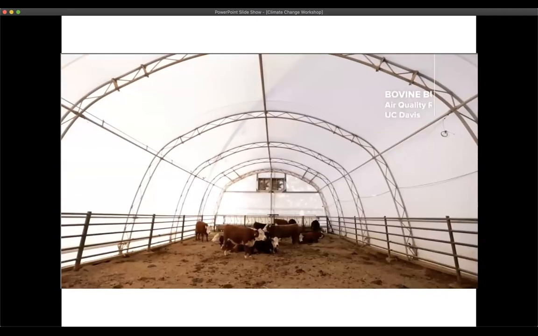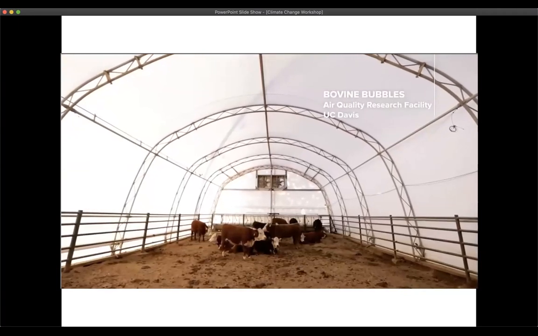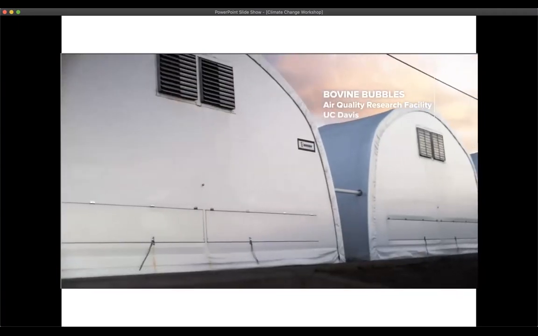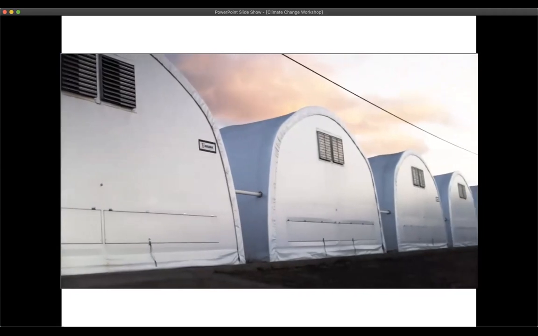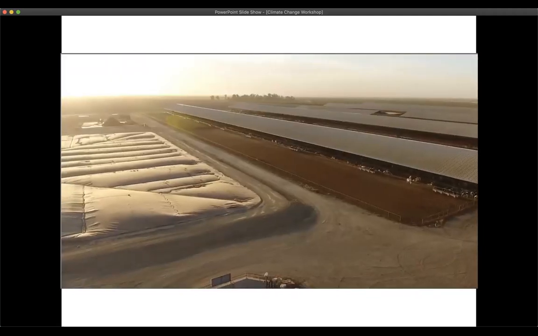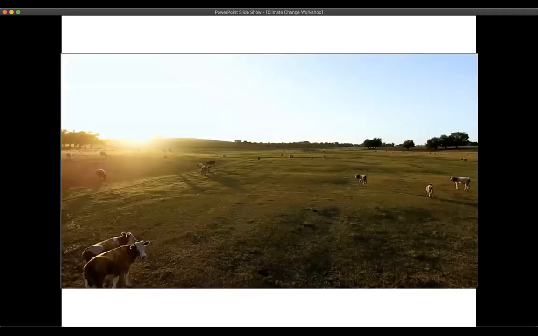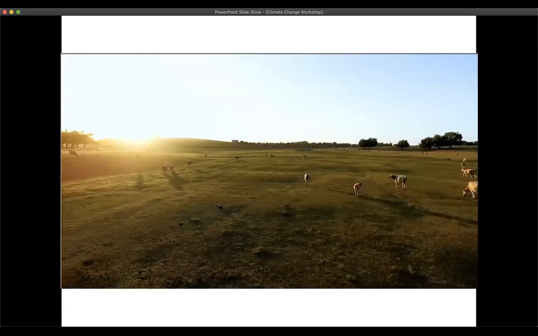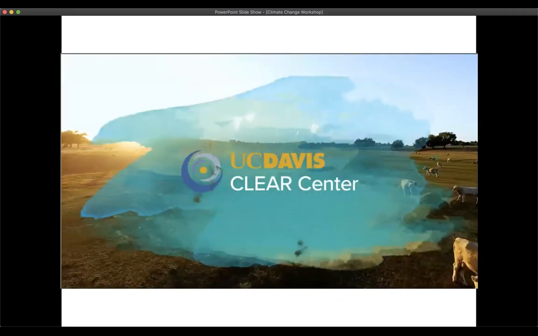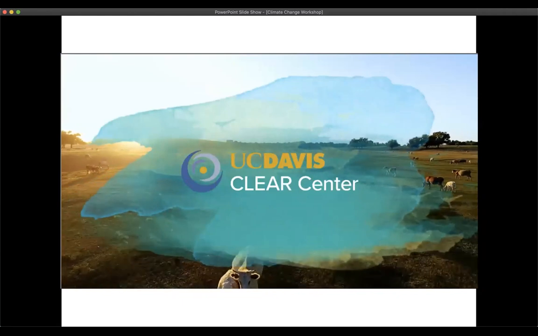Rethinking methane allows us to focus on climate solutions, both in the short term and long term, while still working to feed a growing population. But it'll take farmers and ranchers, regulators, and researchers working together to do so.